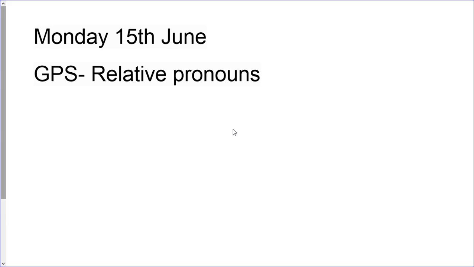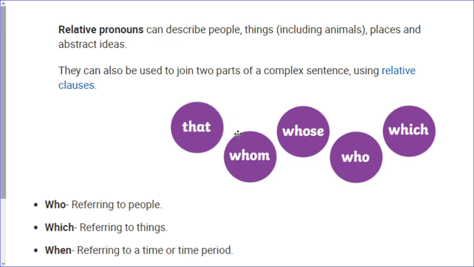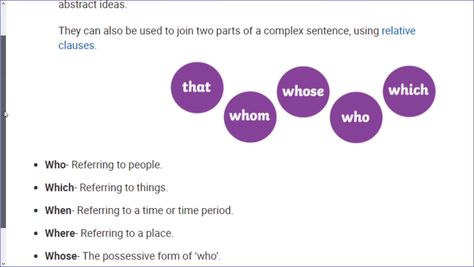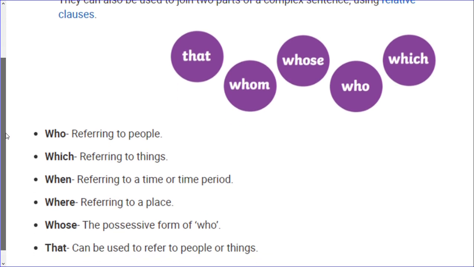So, a relative pronoun can describe people, things, places, or abstract ideas. They can also be used to join parts of a complex sentence, which then uses a relative clause. So we've got some examples of relative pronouns on the screen. We've got that, whom, whose, who, and which. They are the most common relative pronouns, and it's really important that you use the correct one for the correct context. So we're going to have a look at that now.